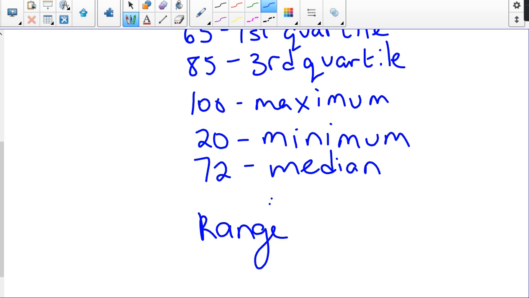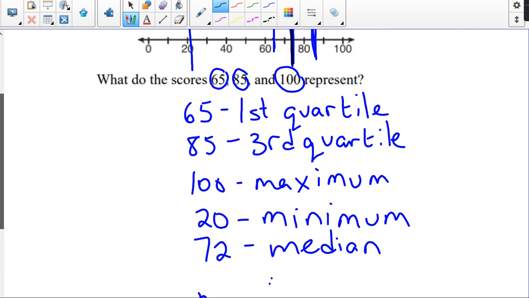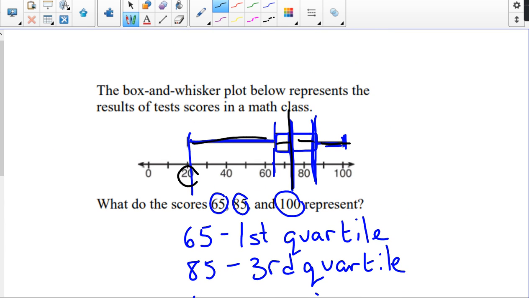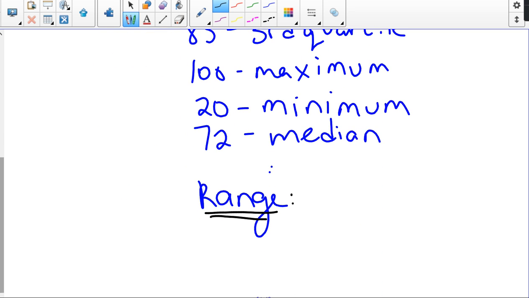Lastly, we have the range. The range is how far apart are the minimum and the maximum. Like how many numbers are there across the whole range of the set of data? Well, it goes from 20 to 100. 20 to 100 is 80. You could do 100 minus 20, get 80 as the difference from 20 to 100. Think 20 plus 80 equals 100. So that means that the range is 80, okay?